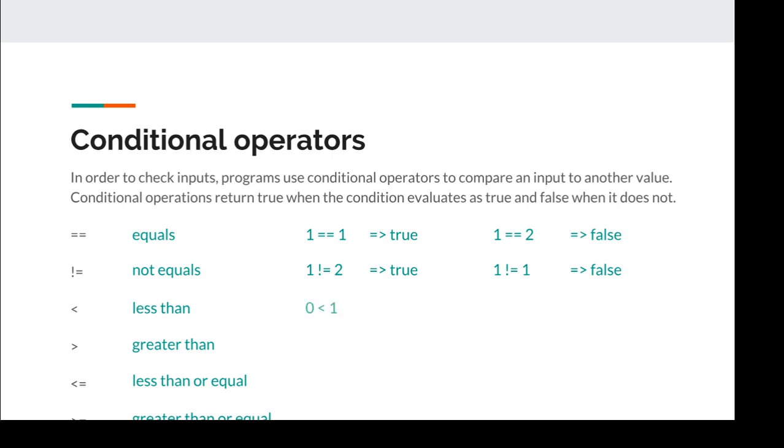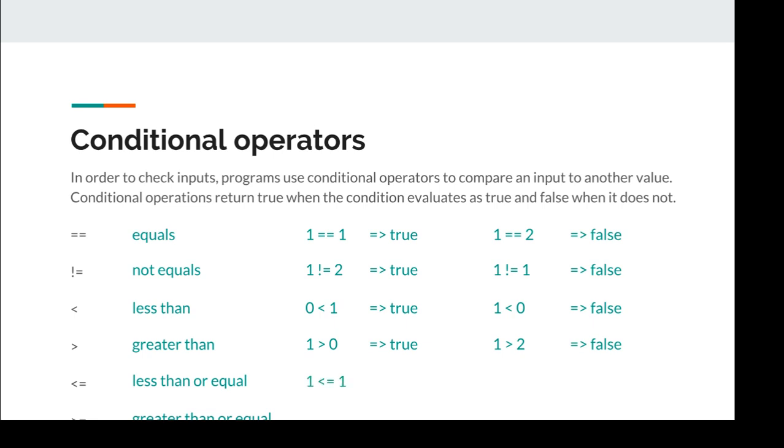Okay, less than. Less than is an operator that says that the one on the left is less than the one on the right. So if the one on the left is less than the one on the right, then it returns true. So in the case of 0 less than 1, that's true. In the case of 1 less than 0, that's false. Greater than, the one on the left is greater than the one on the right. 1 greater than 0 is true. 1 greater than 2 is false. Less than or equal.